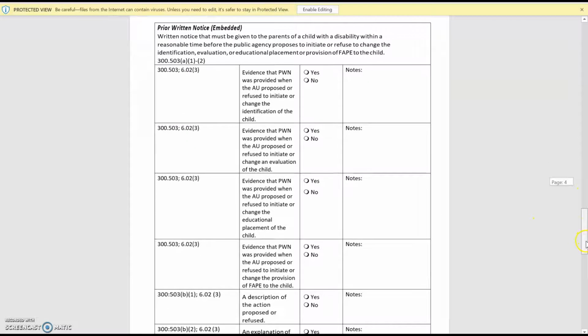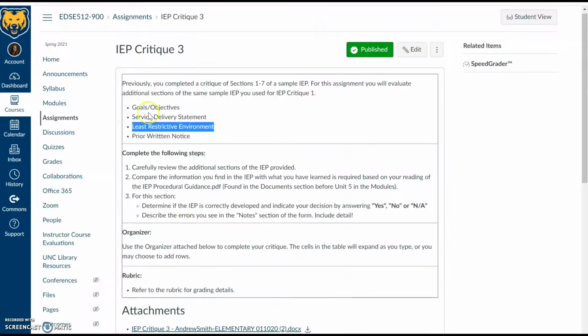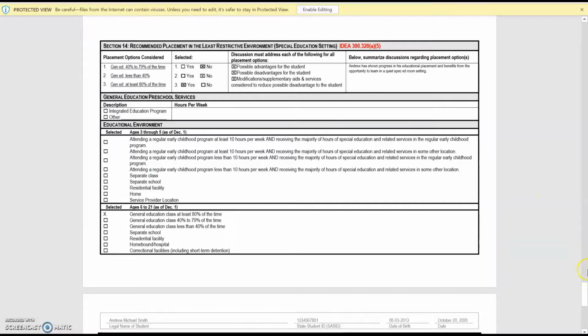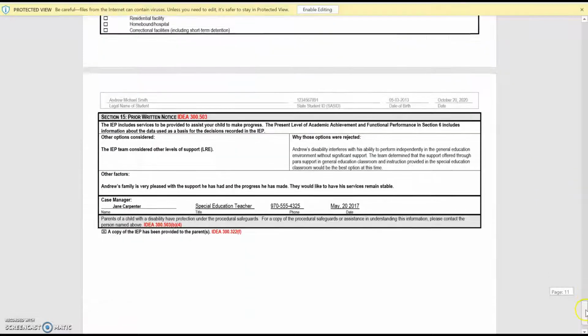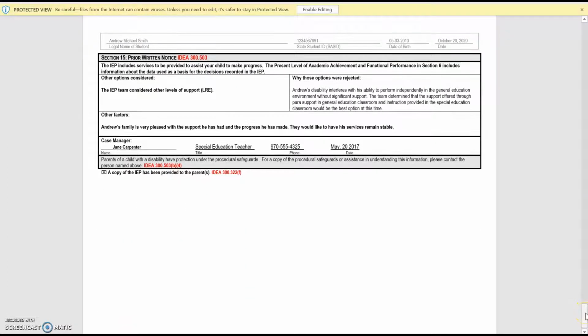And finally, we're moving down to the prior written notice section. That is our fourth bullet point here. Prior written notice for Andrew's IEP can be found below the least restrictive environment here at the end of the document. So the PWN will always need to address information regarding other options considered and why those options were rejected. So we'll need to see detail in there, and other factors.